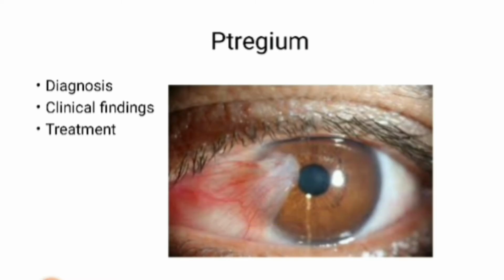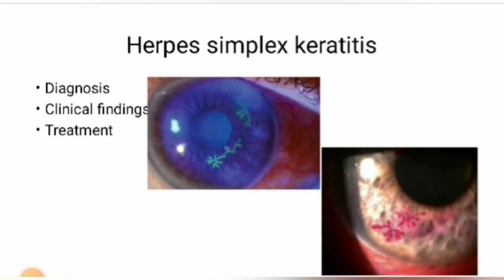Pterygium. It is a degenerative condition of the conjunctiva in which there is a triangular fibrovascular connective tissue overgrowth from the conjunctiva to the cornea in the interpalpebral region. Parts of pterygium. Pterygium consists of three parts: a cap, a vascular halo-like zone at the advancing edge, a head, a body. Herpes simplex keratitis.